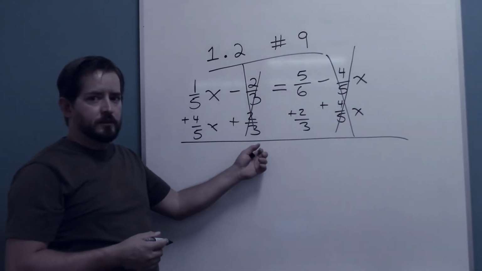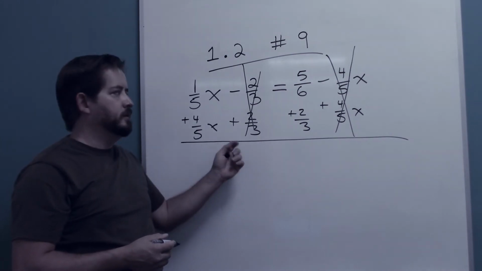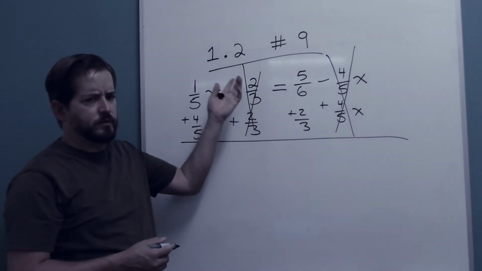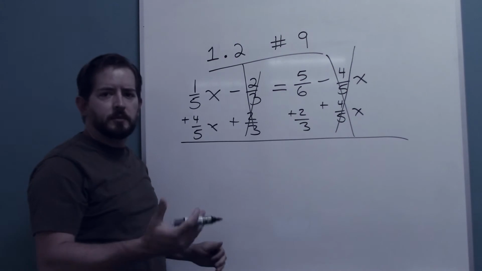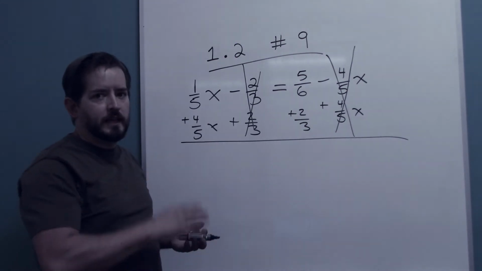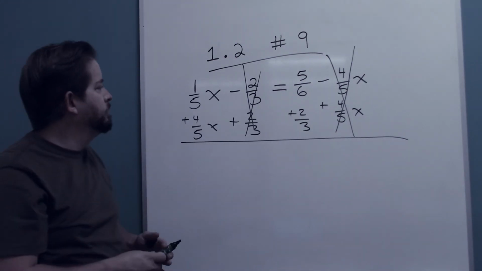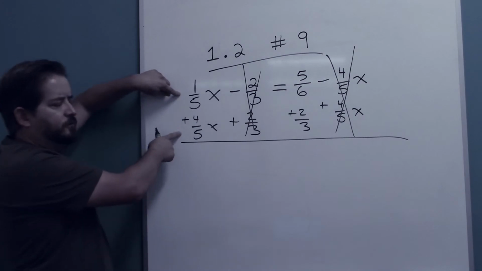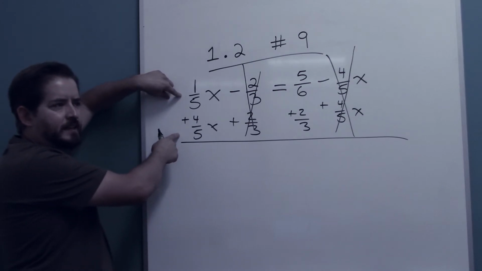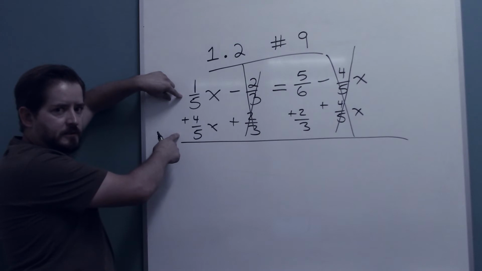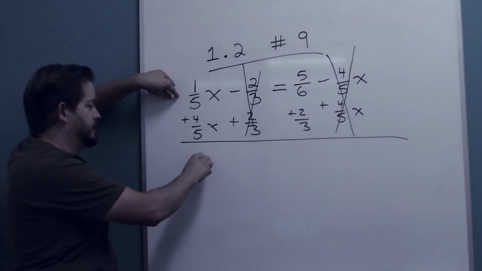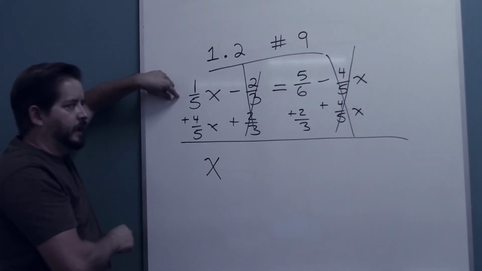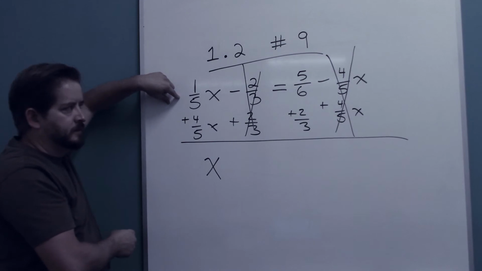I will typically do this. I'll do both, move the x's to the left or right, whichever direction, and move the numbers to the other side in one step rather than take two. Right? But if I add these two, I have 1/5 x plus 4/5 x, which is 5/5 x, but 5/5 is 1, and therefore I have 1x, or just x.